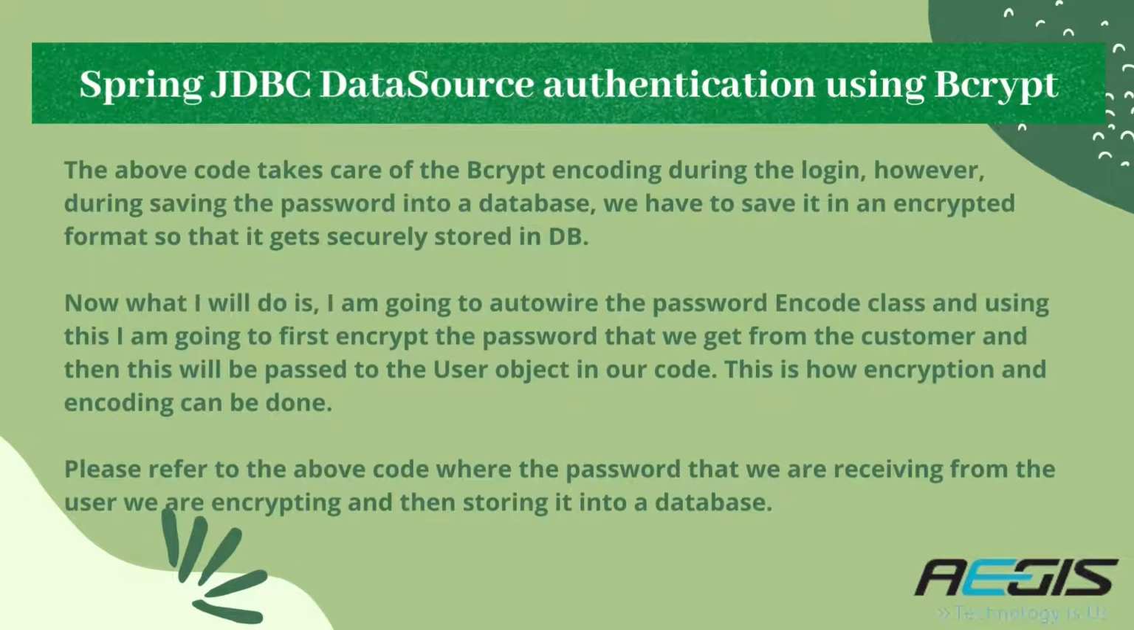The above code takes care of the Bcrypt encoding during login. However, when saving the password into the database, we have to save it in an encrypted format so that it gets securely stored in the DB. Now what I will do is autowire the password encoder class, and using this I am going to first encrypt the password that we get from the customer, and then this will be passed to the user object in our code. This is how encryption and encoding can be done. Please refer to the above code, where the password we receive from the user is encrypted and then stored in the database.